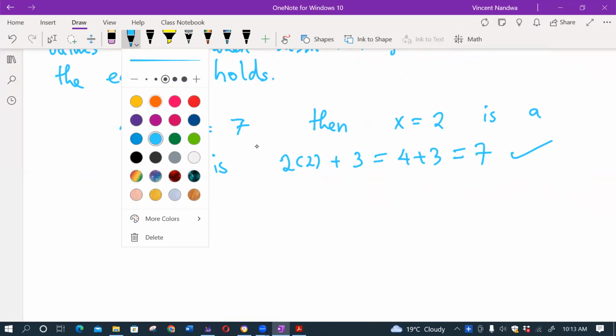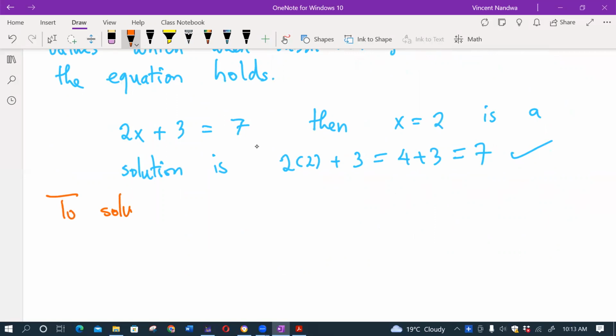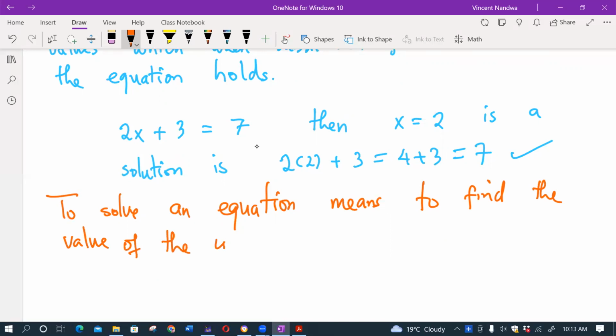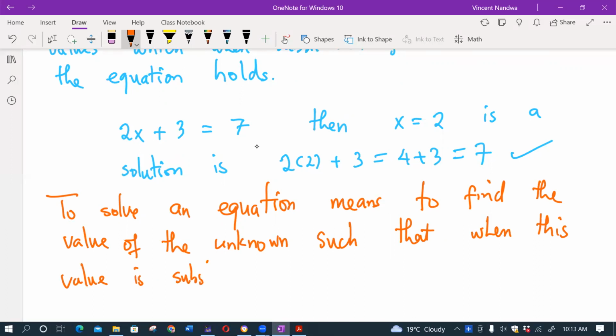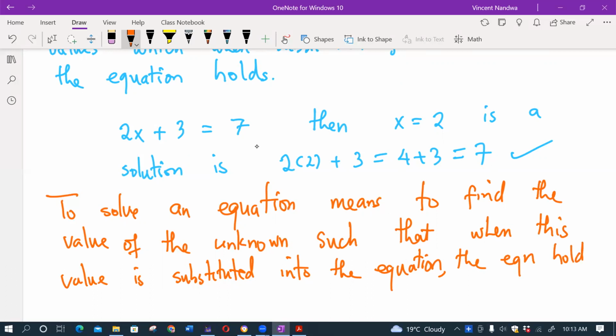So to solve an equation means to find the value of the unknown, such that when this value is substituted into the equation, the equation holds. So we'll be interested in solving linear equations in one variable and two variables.